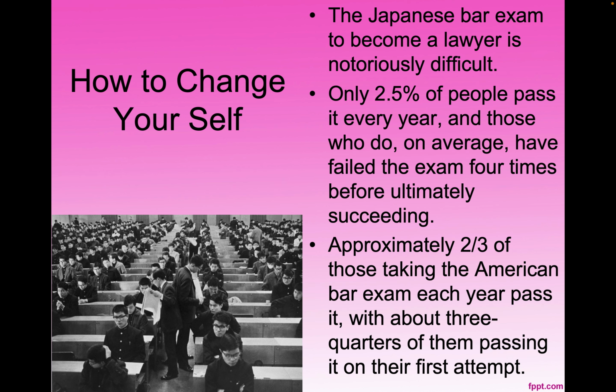The Japanese bar exam to become a lawyer is notoriously difficult. Only 2.5% of the people pass it every year, and those who do, on average, have failed the exam 4 times before ultimately succeeding. Approximately 2/3 of those taking the American bar exam each year pass it, with about 3/4 of them passing it on the first attempt.